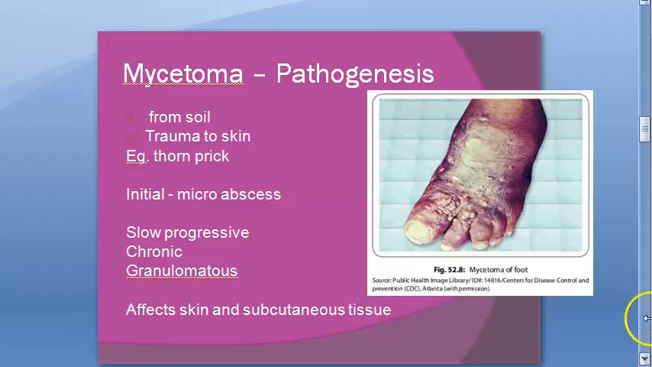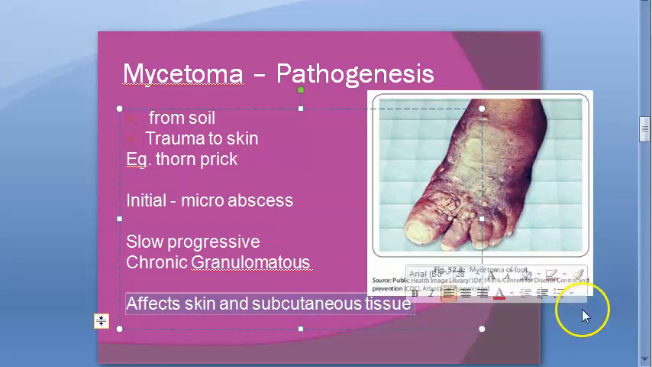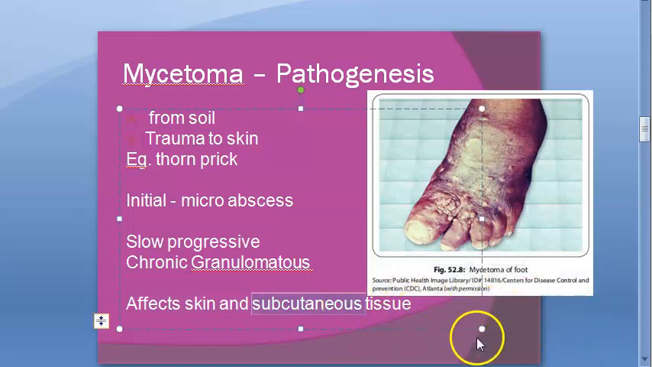Moving on. Pathogenesis of mycetoma, how does this come? Actually, it comes from the soil. If there is trauma to the skin, these organisms will enter the skin, for example a thorn prick. A farmer goes and gets a thorn prick, and the organism makes entry into our body. Initially, there will be some micro abscess here. Slowly it will progress into a chronic granulomatous subcutaneous mycosis. So this is granulomatous, remember. Slowly progressive chronic granulomatous lesions will be there. It affects the skin and the subcutaneous tissue, hence it is called subcutaneous mycosis.